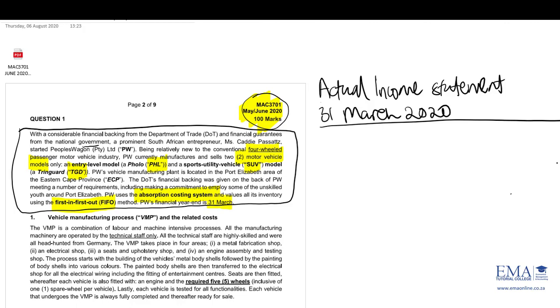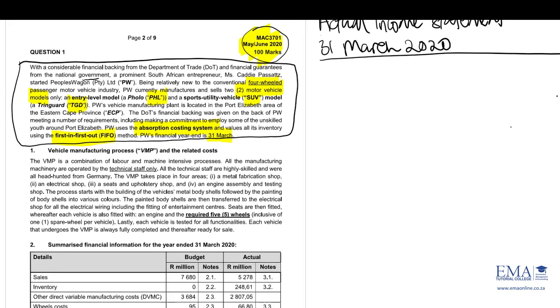Okay. So here they're just now telling us about the vehicle manufacturing process. They say the VPM is a combination of labor and machine intensive processes. All the manufacturing machinery is operated by technical staff only. So the technical staff is the one that works in the manufacturing plant and operates the machines. Then they say all technical staff are highly skilled and were all headhunted from Germany.